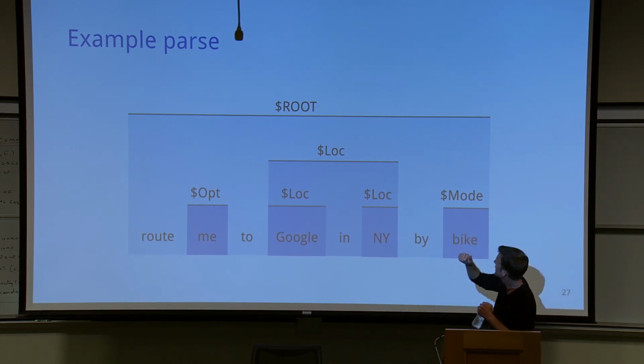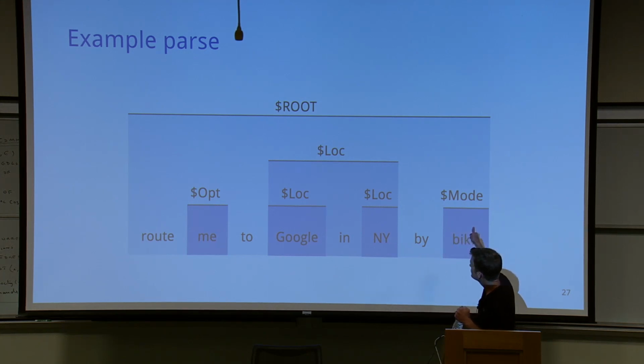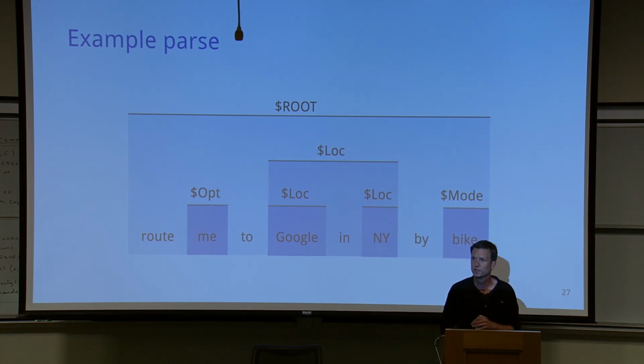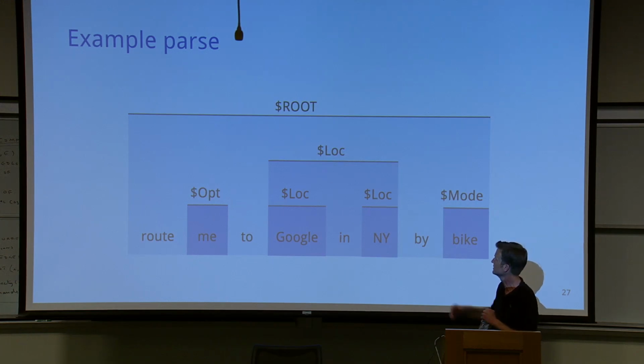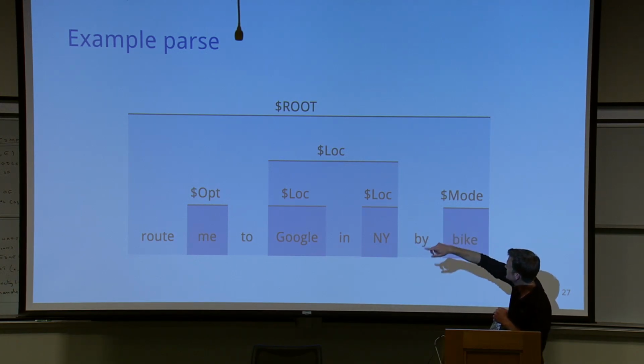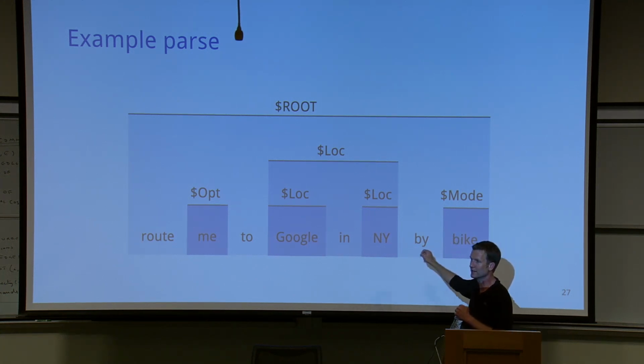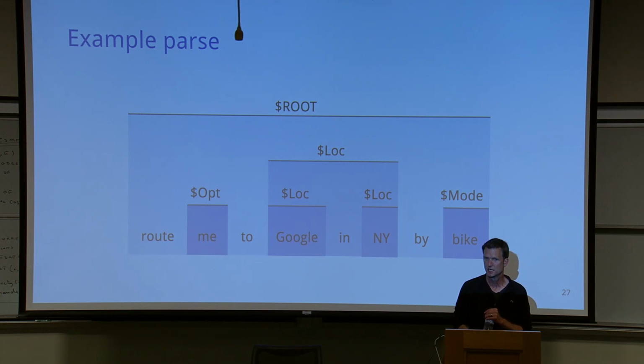And then because we've got a destination and a mode, we can use that last rule to put the whole thing together into a $root, which is the final syntactic production for a thing. So this is basically the syntactic parse, one possible syntactic parse for that input. So far, so good? So this is the syntactic part of the grammar.